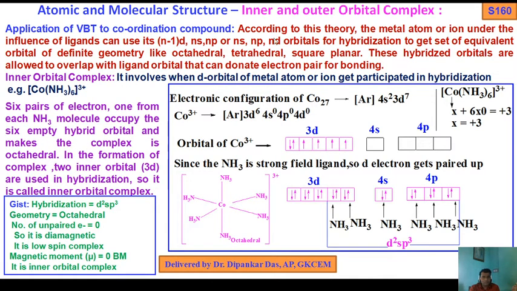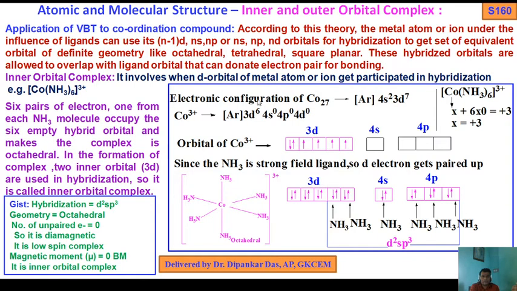So first of all, inner orbital complex. It involves the case when d orbitals of the metal atom or ion participate in hybridizations. As you know, among 3d, 4s, 4p, 4d, the 3d is the inner orbital. So when these 3d orbitals participate in hybridizations, we get an inner orbital complex. As for example, [Co(NH3)6]3+, the hexaamminecobalt(III) complex.